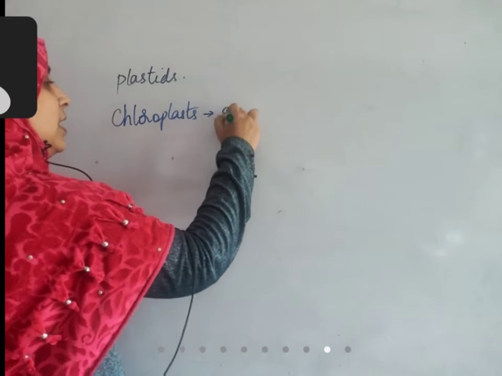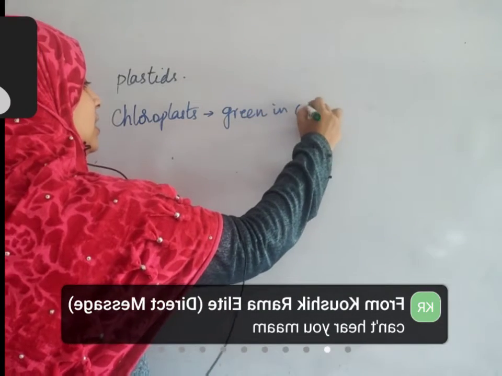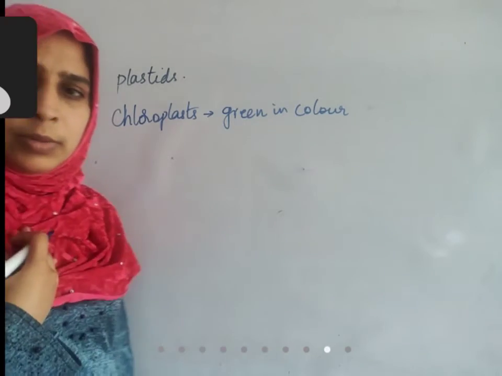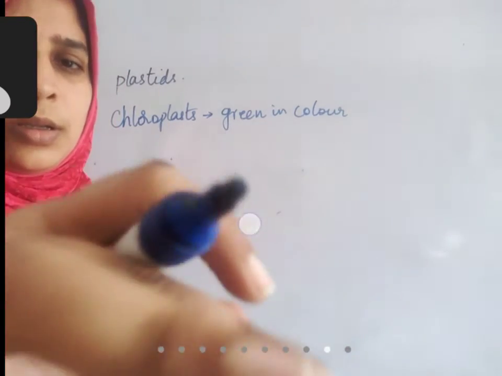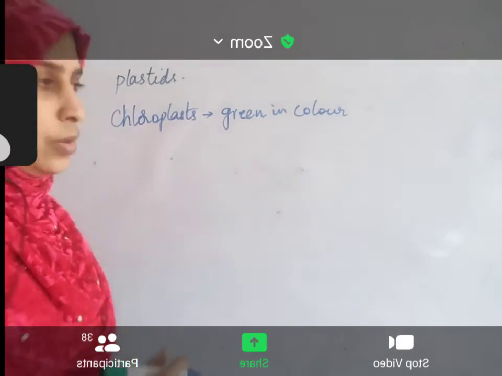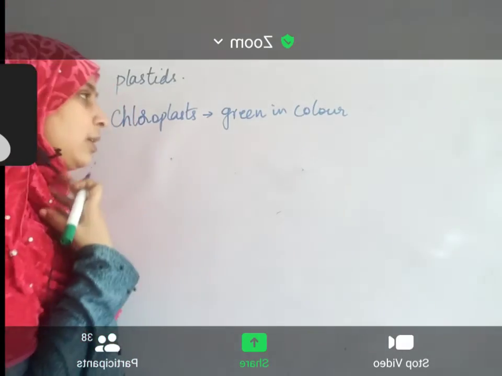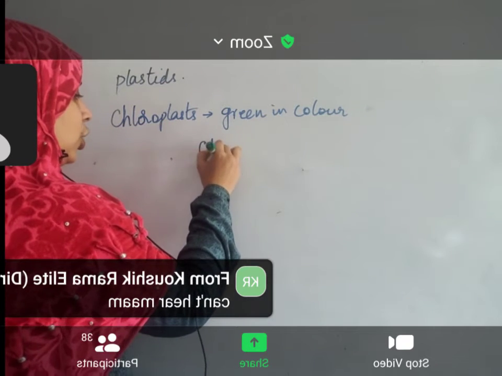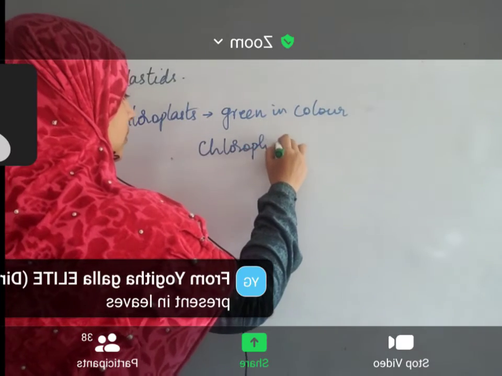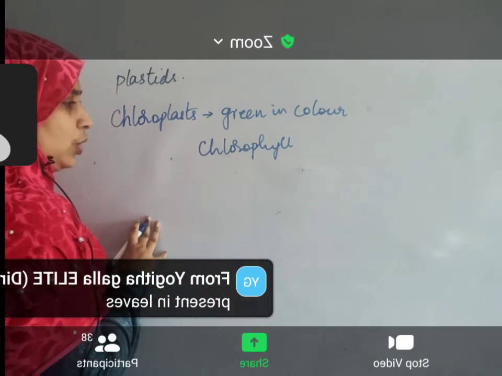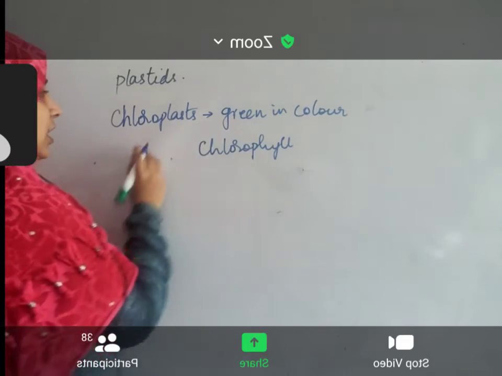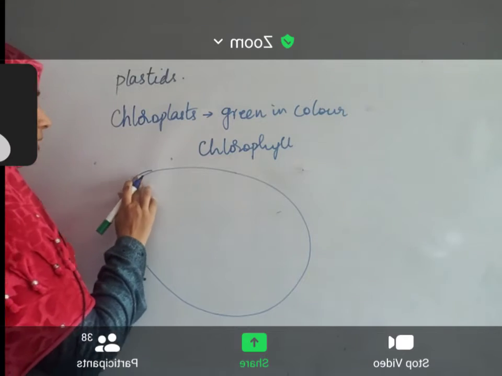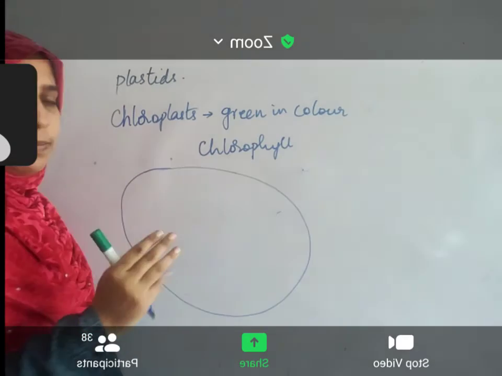Chloroplasts are green in color, as the name says. Why are they green in color? Because, can't you hear me? They are green in color because they have a pigment called chlorophyll. This chlorophyll imparts green color to the chloroplast. And coming to the structure of chloroplast, chloroplast has three membranes.